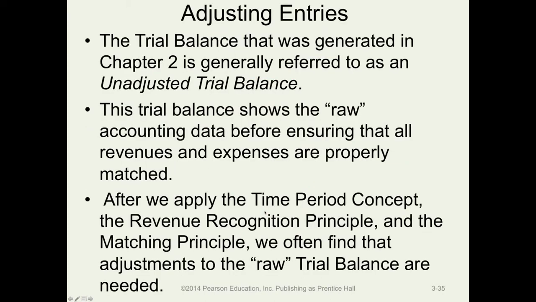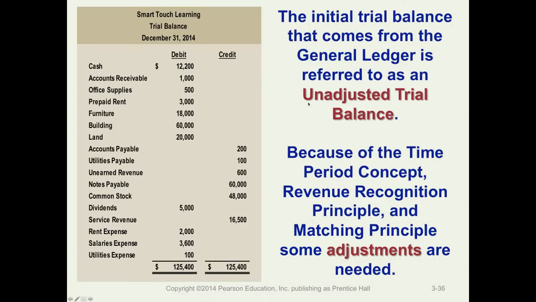Now, we've already looked at a trial balance, and the trial balance that we looked at in Chapter 2 is generally referred to as the unadjusted trial balance. This is what they call the raw accounting data before ensuring that all revenues and expenses are properly matched. So we apply the time period concept and revenue recognition as well as matching, and we find very often that adjustments are needed to the unadjusted trial balance.